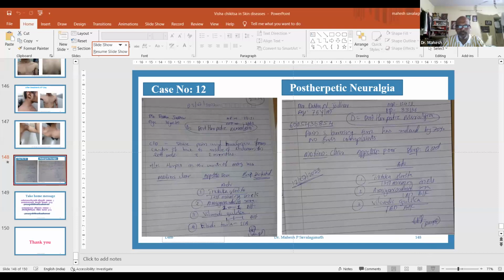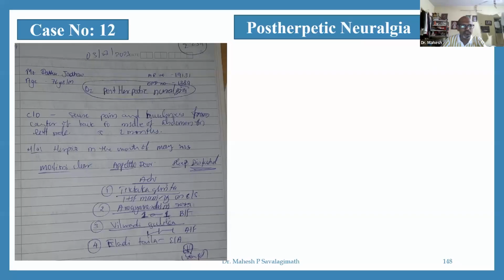Yes. Okay, now this patient, aged 76, 3/7/2023, came to me with severe pain. My handwriting is not good. This is my personal register that I maintain in OPD. Burning sensation from the center of the back to the middle of the abdomen on the left side since 2 months. History of herpes in the month of May, which means 2 months back he had herpes. The same part he is having the complaints.